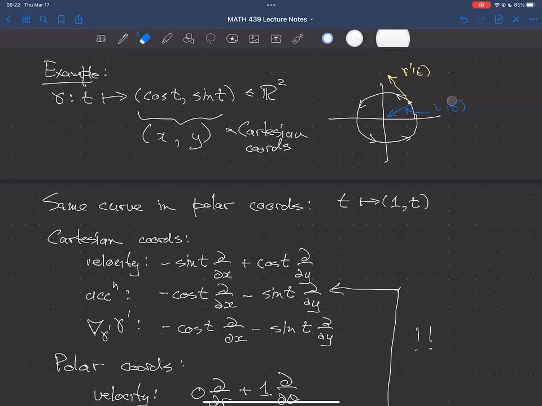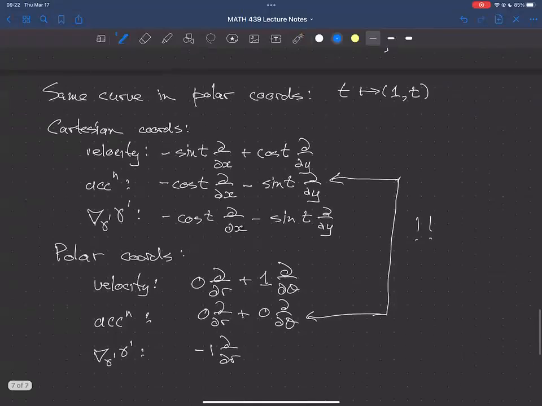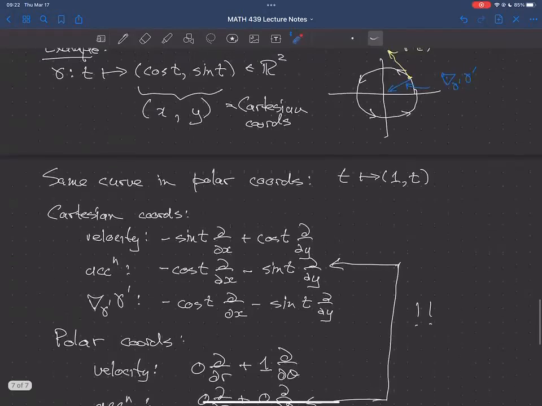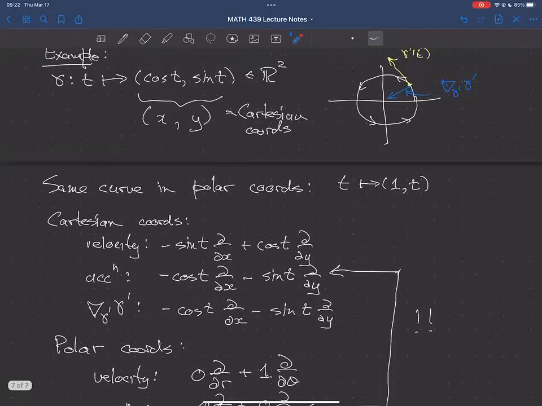But in polar coordinates and Cartesian coordinates, both of these things are nabla gamma prime, gamma prime. And so this thing measures the acceleration that you expect as you go around this curve, independently of any set of coordinates. And that seems like a good thing. So the punchline is affine connections allow you to define acceleration in a natural way. Good. So we'll carry on next time.